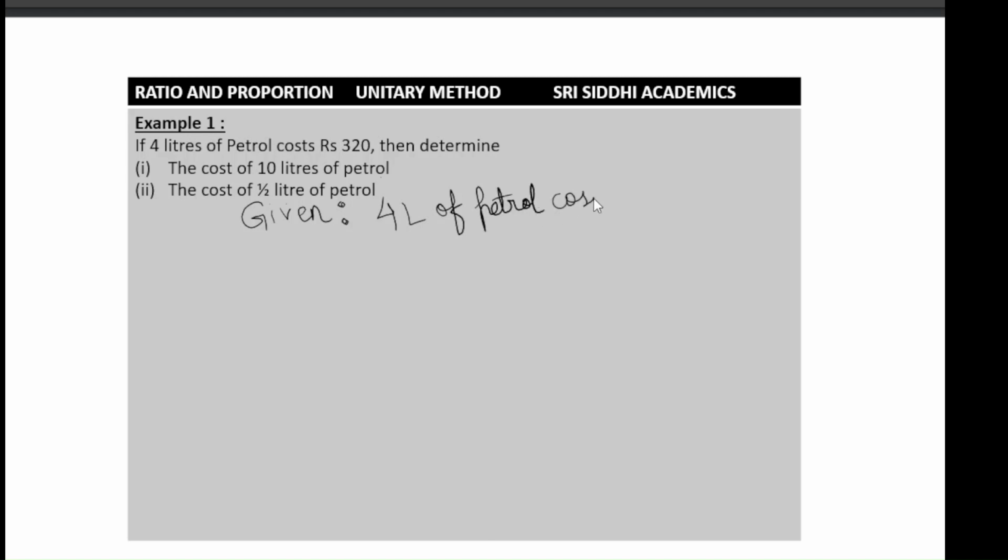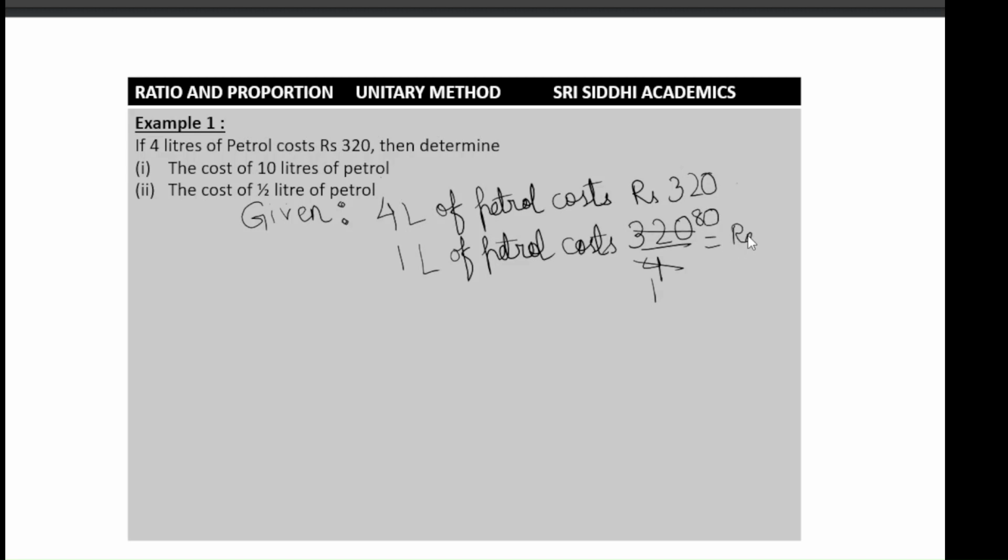costs rupees 320, right? So if this much costs rupees 320, then what is the cost of 1 liter of petrol? 1 liter of petrol will definitely cost less. So how do I find it out? I divide. What do I divide? Cost 320 by 4. So 4 ones are 4, 4 eights are 32, 0. So this is rupees 80, cost of 1 liter of petrol.